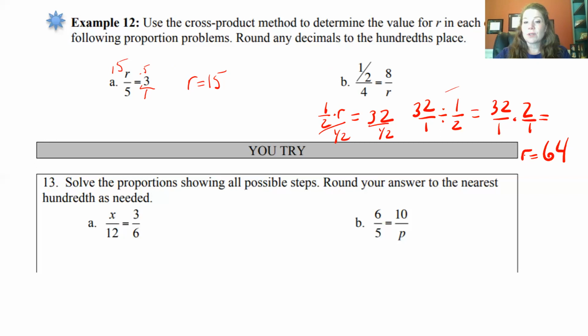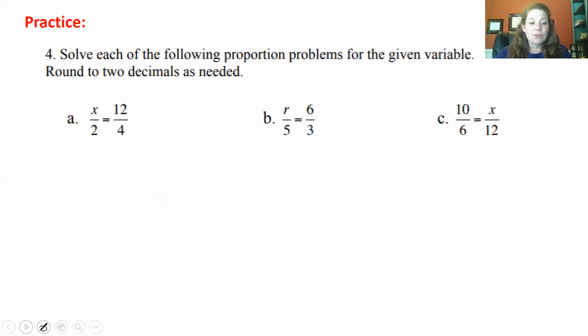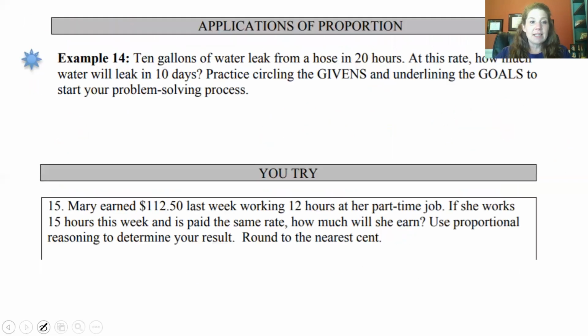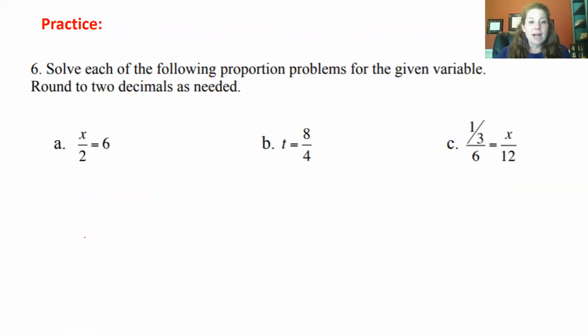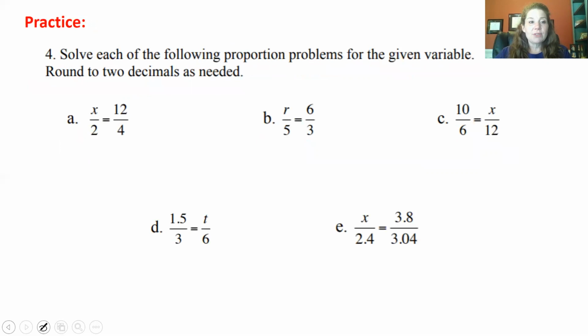R equals 64. Okay, or you could always change 1/2 to 0.5. So if you think of 1/2 as 0.5, then in your calculator, just put 32 divided by 0.5, and you're going to get 64 as well. All right, so I have some proportions for you guys to try. You're going to do 13, practice 6. So go ahead and pause and then come back and check your answers.